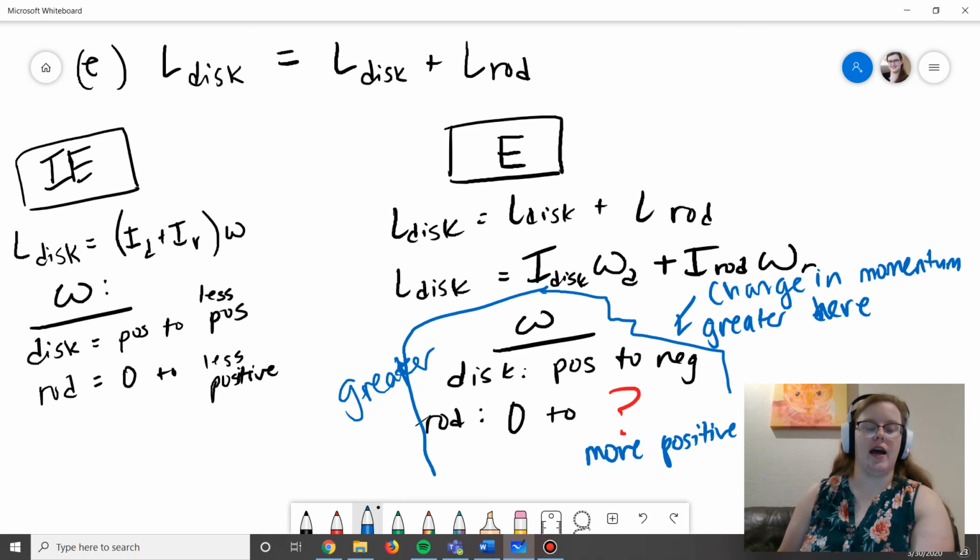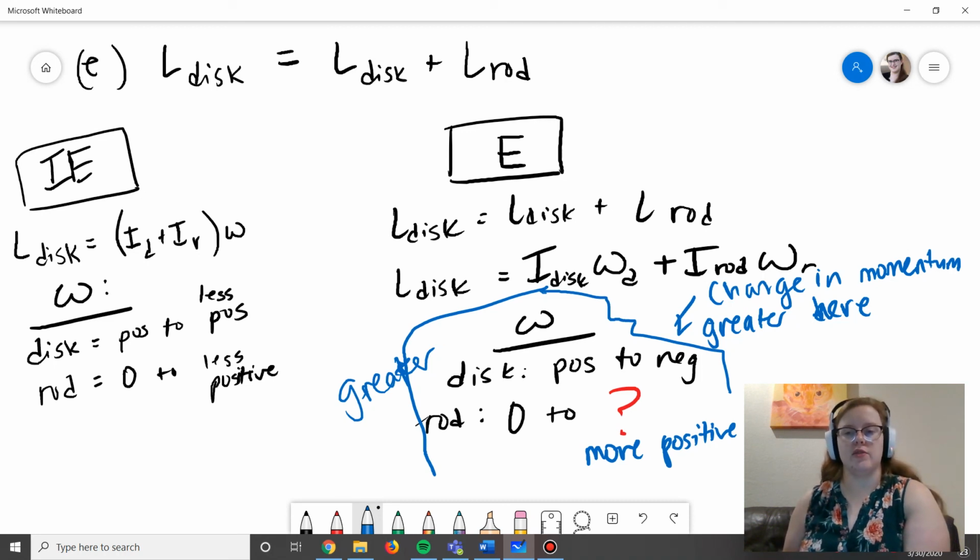Meanwhile, on the right side, you could go from positive 3 to positive 1. Well, then the rod would only have to go from 0 to positive 2 in order for that to balance out, okay? So yes, we have a greater change in momentum here with the elastic collision, so we have a greater change in the speed of the rod with the elastic equation.